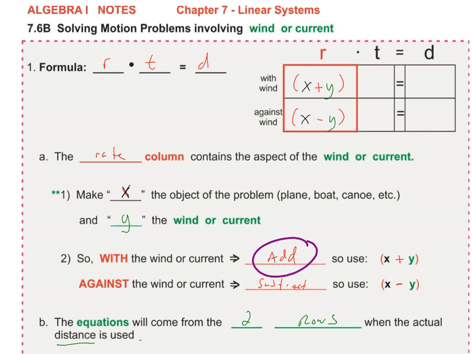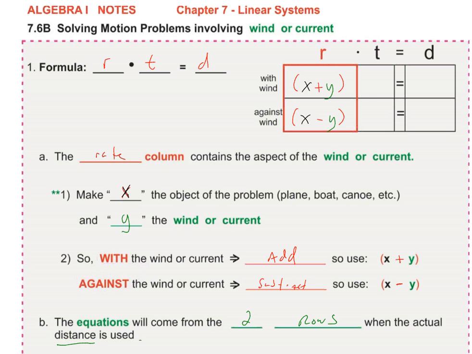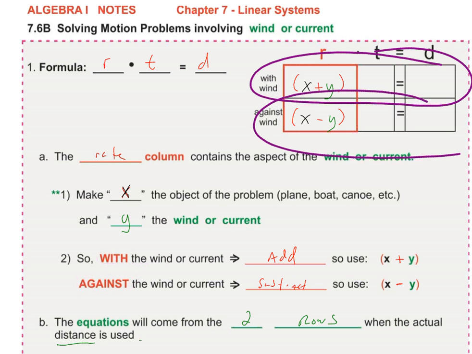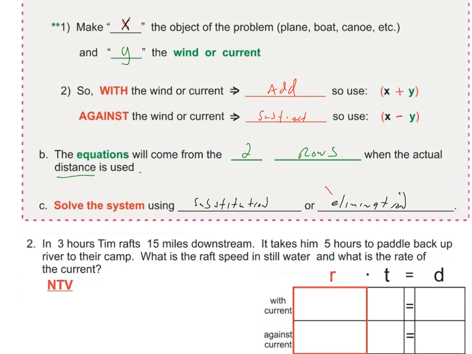With the wind or current, you have to add. So it's X plus Y. You add the wind to the boat or train or plane or bike. Against, you subtract. So you subtract the wind or current from the boat or train or plane or whatever. The two equations come from the two rows. There's one equation, and there would be the other equation when the chart's completely filled out. That's easy. No total, no comparison. Don't have to worry about that. Solve the system by substitution or elimination.